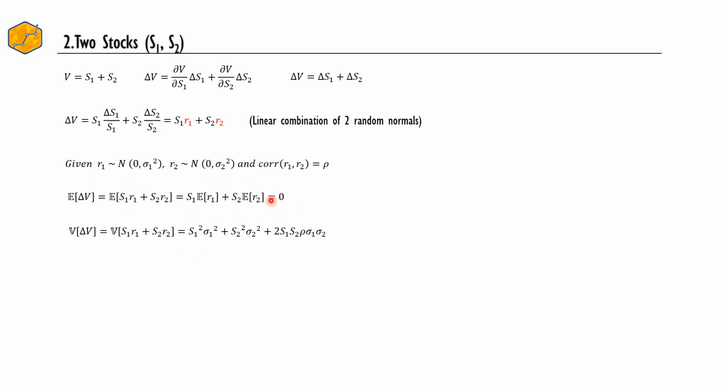What is the variance? We know how to calculate the variance of a linear combination. S1 square, variance of R1, which is sigma 1 square, plus S2 square. Remember, the constant comes out as a square. Variance of R2, which is sigma 2 square, plus 2 times AB, remember, that's 2 times S1 S2 rho, which is the correlation, sigma 1 times sigma 2.